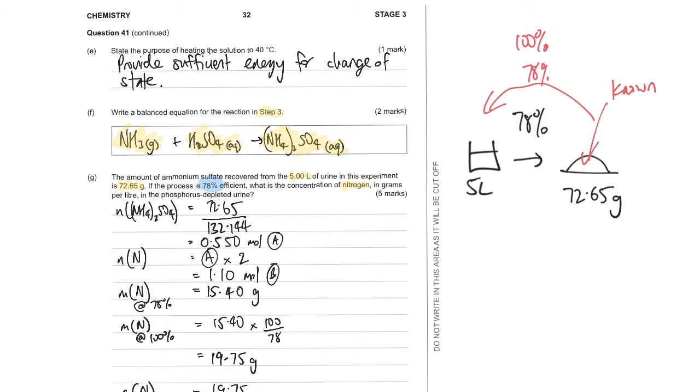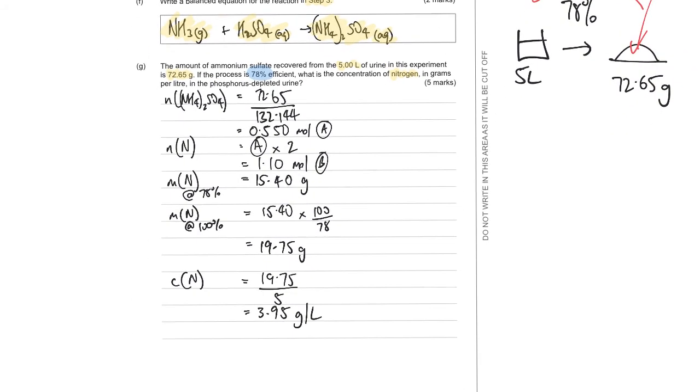So since we are trying to get the 100%, because this value that we've been given, the 72.65, is the 78%, we need to work out how to get the 100% from the 78%. So let's go look at the calculation here already. Okay, first of all, you work out the number of moles of the ammonium sulfate.